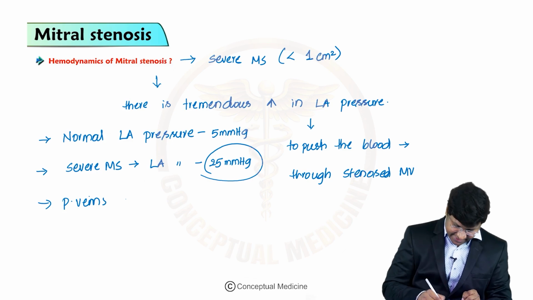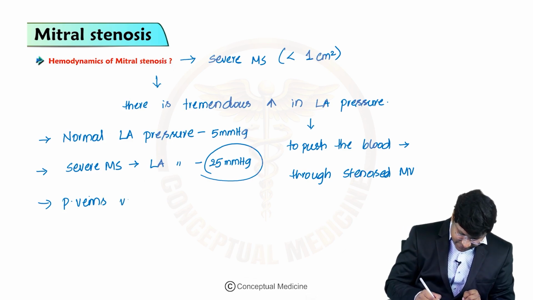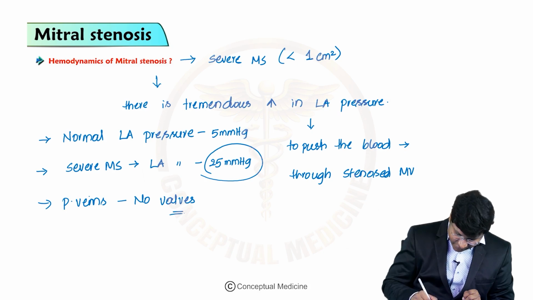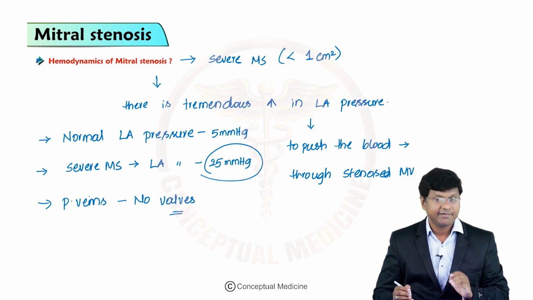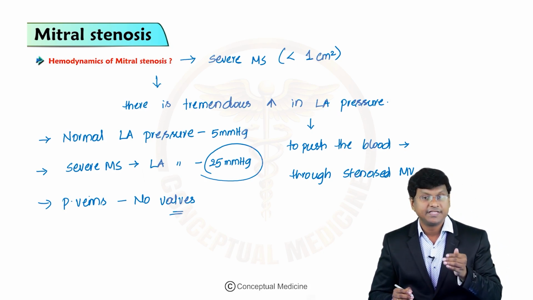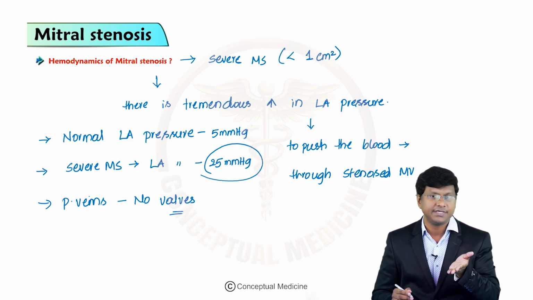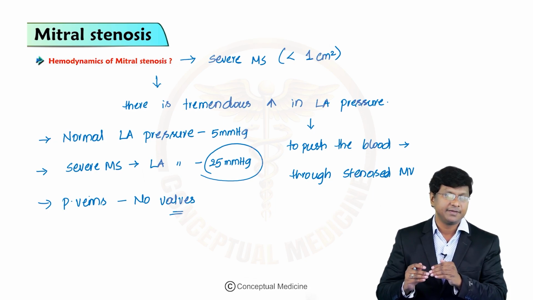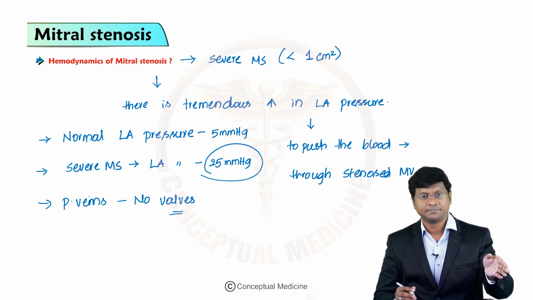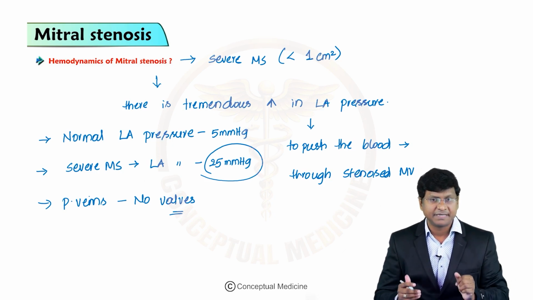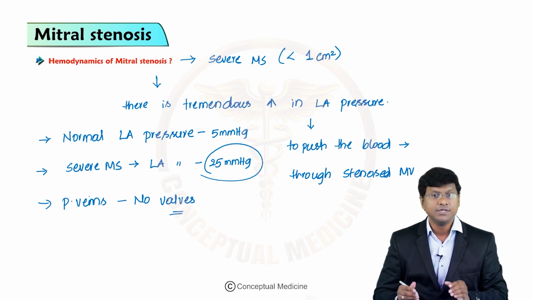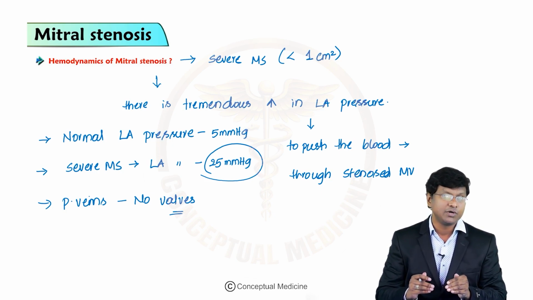You have to remember that pulmonary veins have no valves. So whenever the pressure within the left atrium is increased, the blood from the left atrium will enter into the pulmonary vein, because the pulmonary vein has no valve. You understand that? And subsequently what will happen?